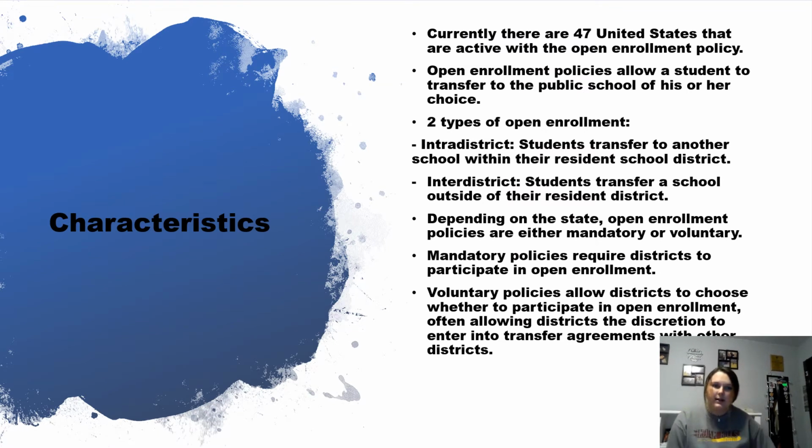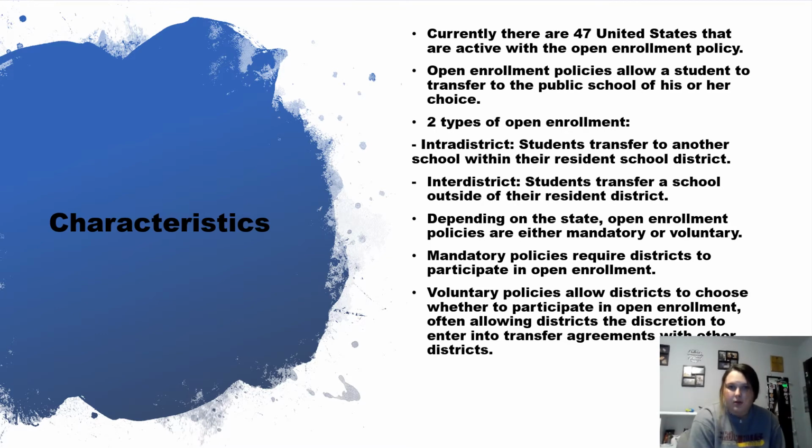What are some of the characteristics of open enrollment? Some of the characteristics are that currently there are 47 of 50 United States that are active with the open enrollment policy today, and actually the District of Columbia is also included in that too. Open enrollment policies allow a student to transfer to a public school of his or her choice. So basically, it's what the definition was.